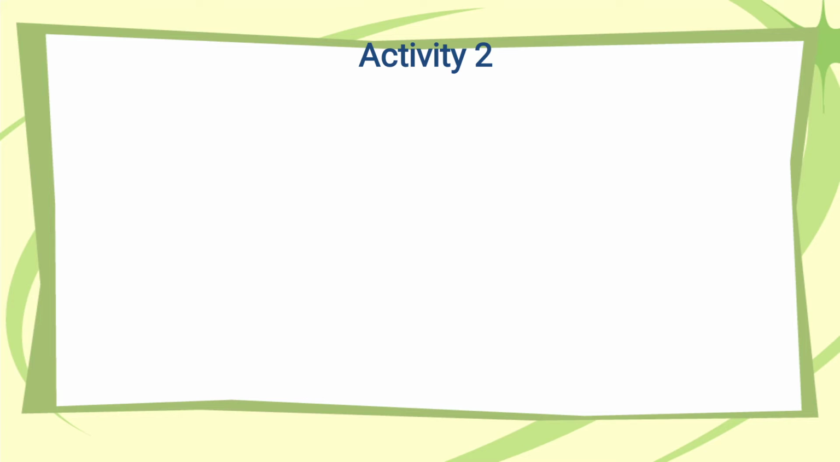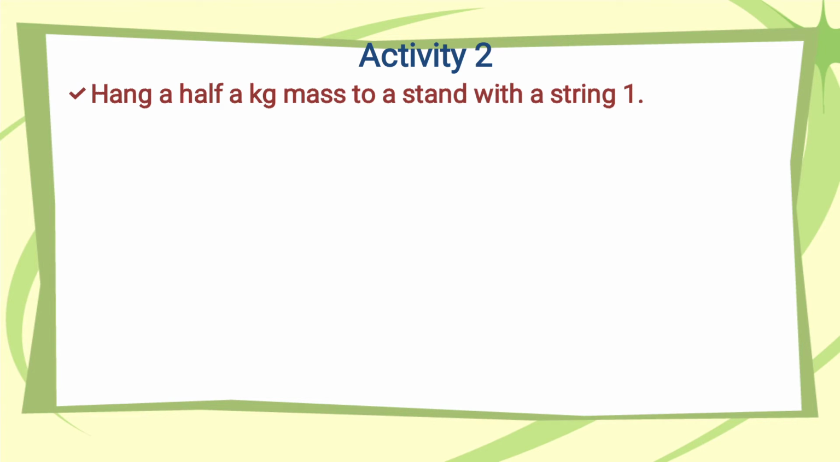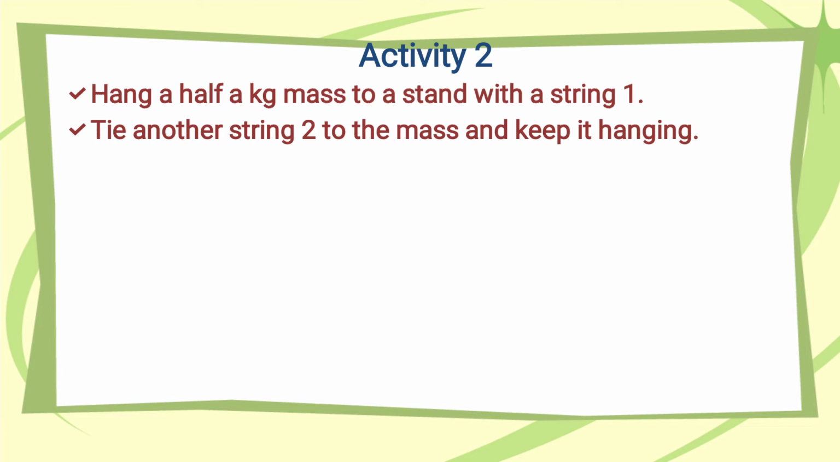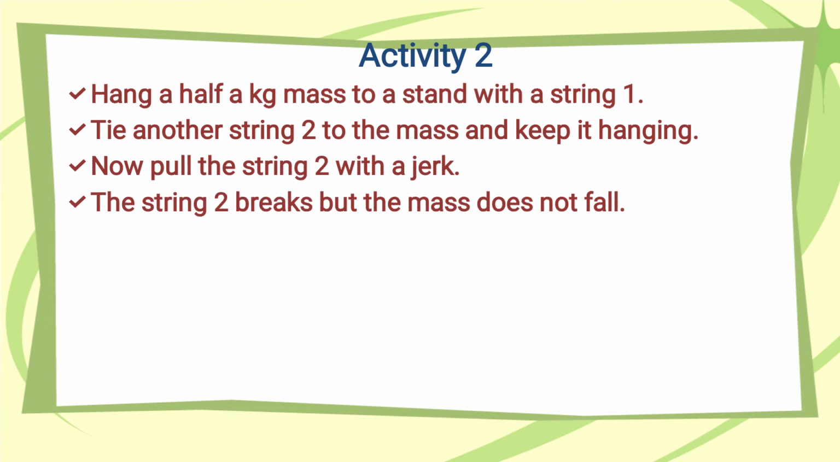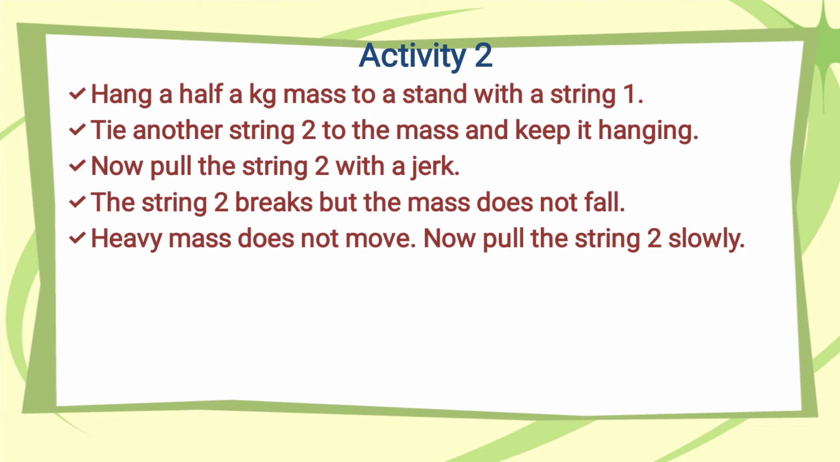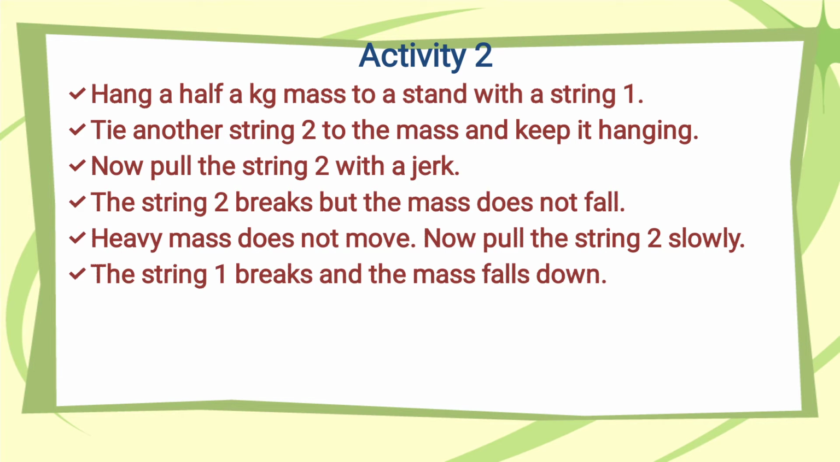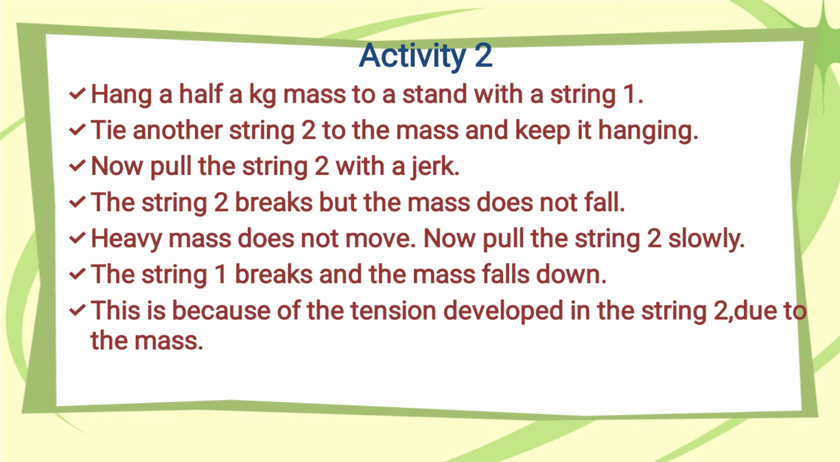Now we are going to do the second activity. Hang a half kilogram mass to a stand with string 1. Tie another string 2 to the mass and keep it hanging. Now pull string 2 with a jerk. String 2 breaks but the mass does not fall. The heavy mass does not move. Now pull string 2 slowly. String 1 breaks and the mass falls down. This is because of the tension developed in string 1 due to the mass.